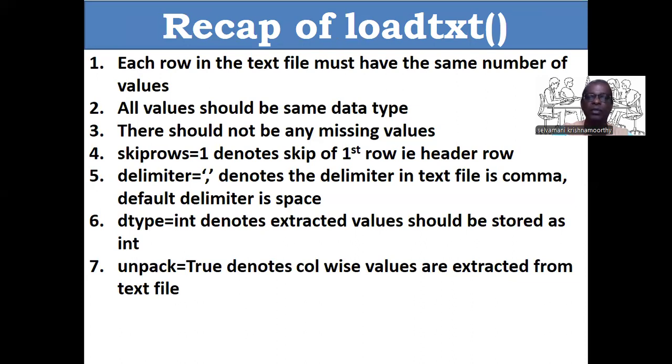Skip row denotes skipping how many rows. If your heading row is only one, skip row is equal to 1. Delimiter denotes which character the values are separated by. Default delimiter is space. D-type denotes which data type the extracted values should be stored as. In this example, we worked with integer. Unpack equal to true denotes column-wise values extracted from the text file. If unpack equal to true is missing, what will happen? Row-wise values are extracted from the text file.